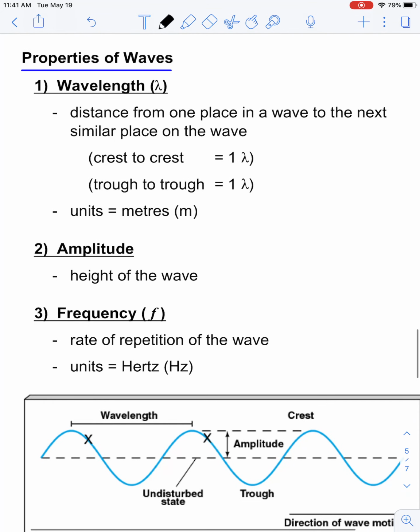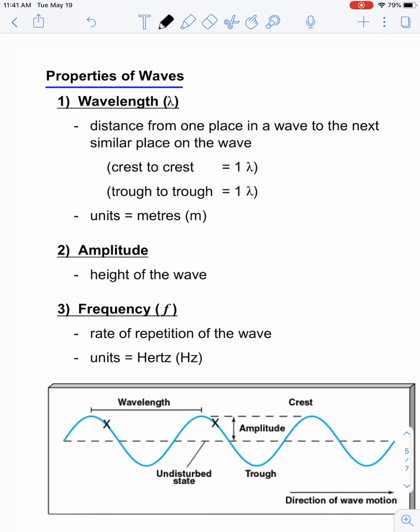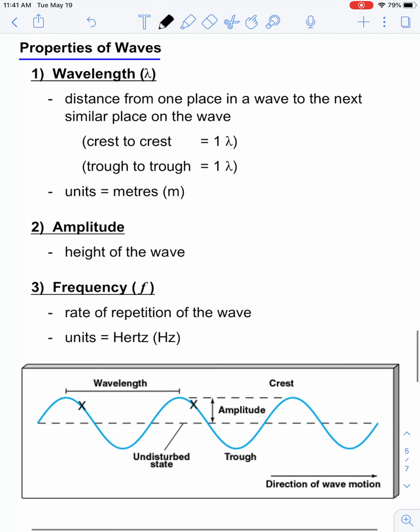So a few properties of light when we look at it as a wave. Remember, I said it has dual properties. It travels as waves or as photons, little discrete packets. But we're going to look at it as a wave now. And to do that, we have to understand a little bit of terminology. So first, what is a wavelength? The distance from one place in a wave to the next similar place on a wave. So it doesn't matter where you measure it.